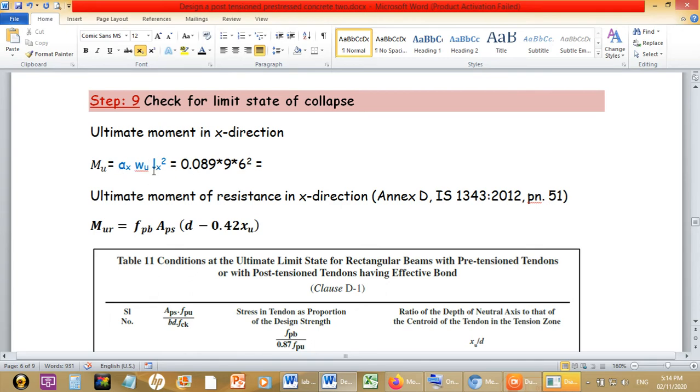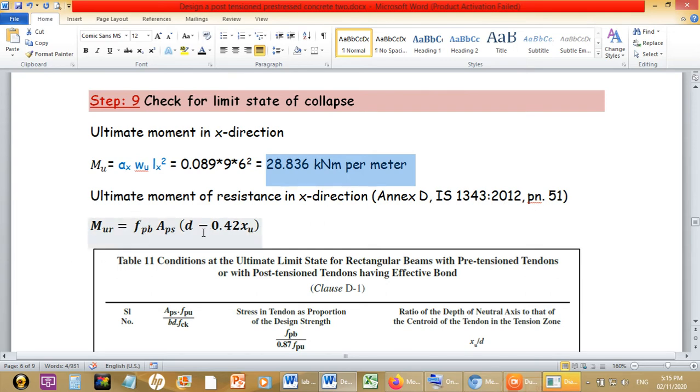So alpha x already we get that from the table 26. So 0.089 into 9 into 6 square. So the ultimate moment in x direction we get as 28.836 kilonewton meter per meter. This is for the per meter span. This is what the ultimate moment in x direction, and this moment we are going to compare with the ultimate moment of resistance given in the annexure D of IS 1343 2012, page number 51.